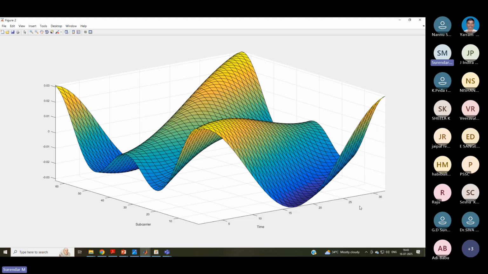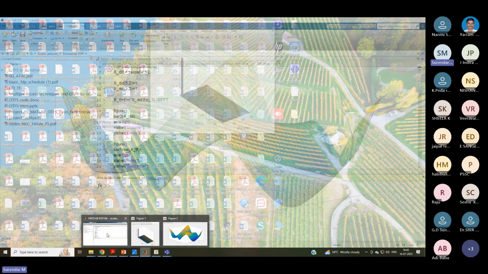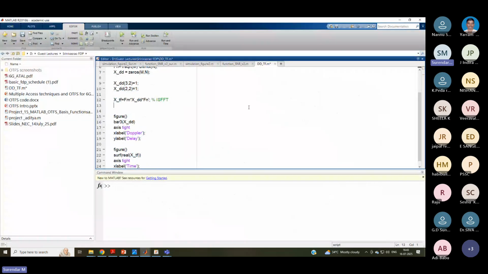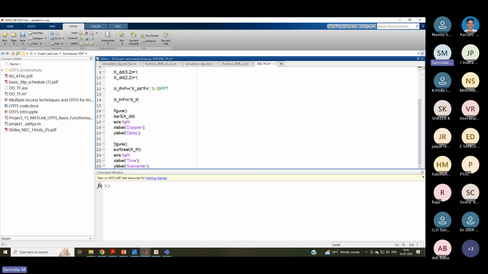Now let's enter into the time domain. We can convert this to the time domain just by putting x underscore t equal to Fm into x underscore time frequency. This corresponds to the Heisenberg transform. And you can plot this in a similar way.